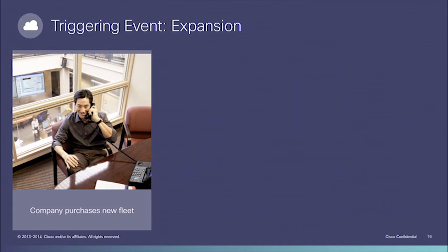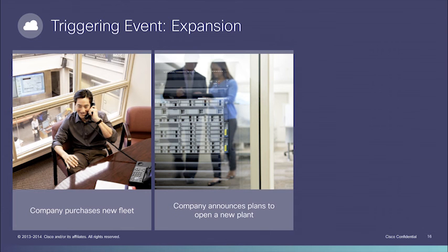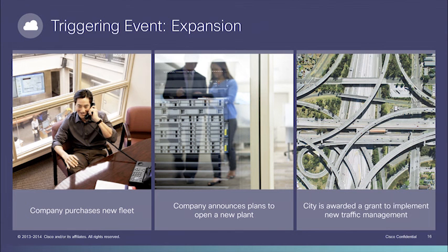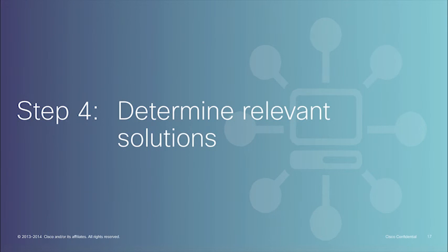A company purchasing a new fleet needs preemptive maintenance capabilities and an efficient allocation of fleet resources. A business opening a new plant needs communications infrastructure, security, and energy management. And a city awarded a grant for traffic management needs better traffic monitoring and the ability to adjust traffic flows in real time. Once you have identified a customer's triggering event, examine Cisco's IoT portfolio to determine relevant solutions.